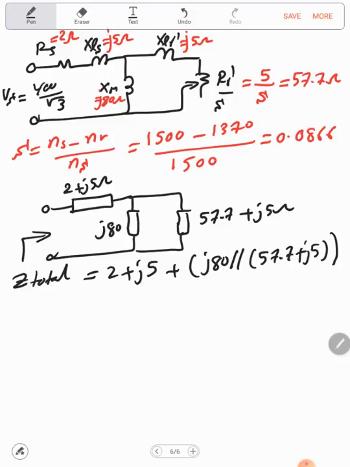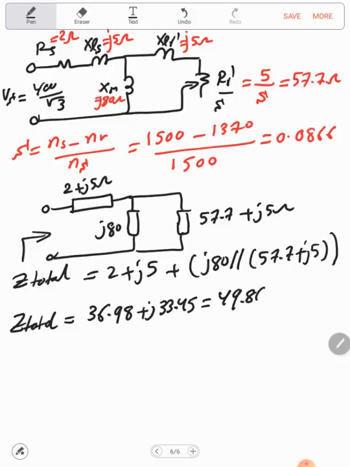And if we do the math, here we are getting Z total equal to 36.98 plus j33.45. This is in rectangular form. In polar form, this will equal 49.864 with angle 42.13 ohm.